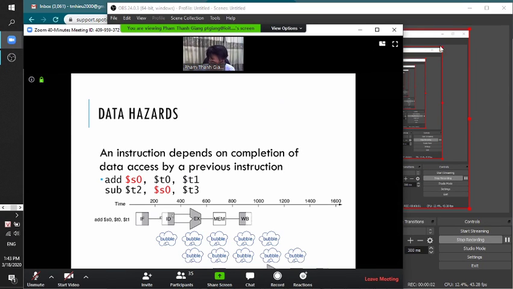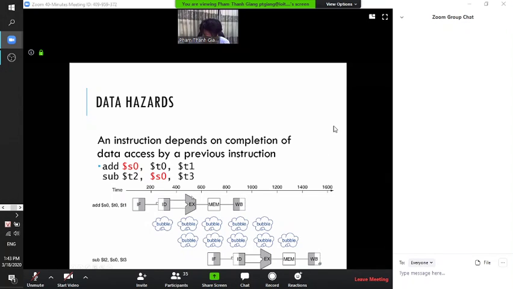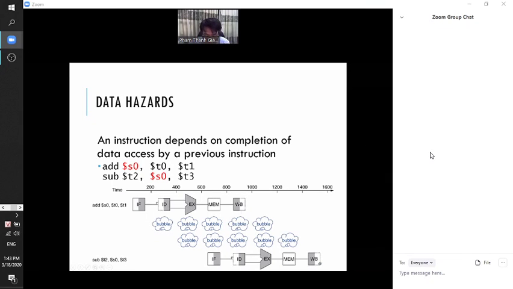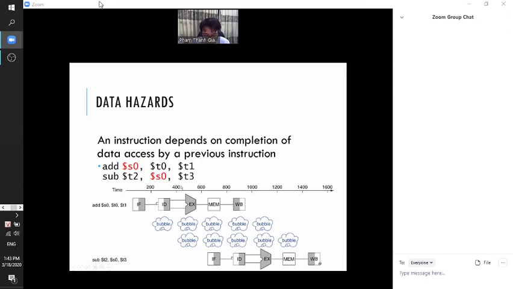Instruction fetch, instruction decode, execution, memory, and write back. So if we call the next instruction here, the instruction decode will be incorrect because at that time the previous instruction has not finished, and we have a different result for S0.